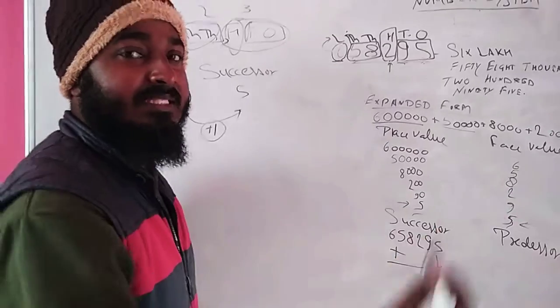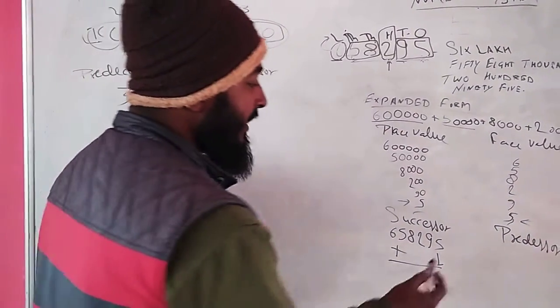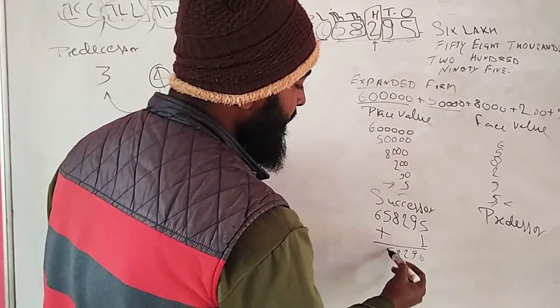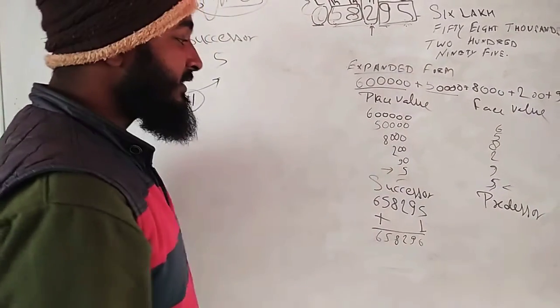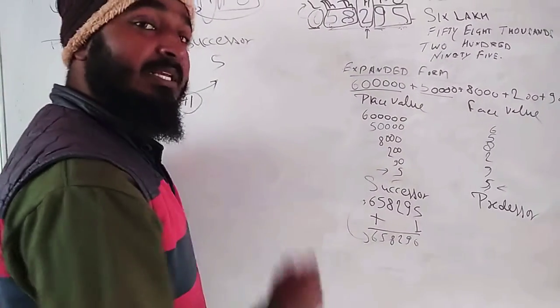Tens will be added to tens. So here it is 1, which means only one is there. Now add the number: 5 plus 1 is 6, then 9, 2, 8, 5, 6. Done. This is the successor of this number.